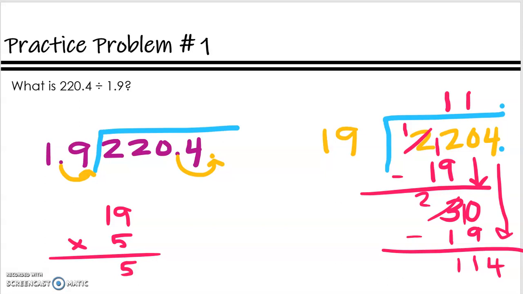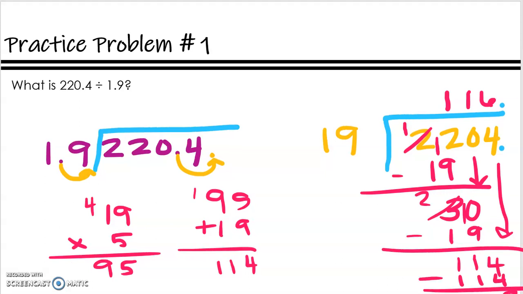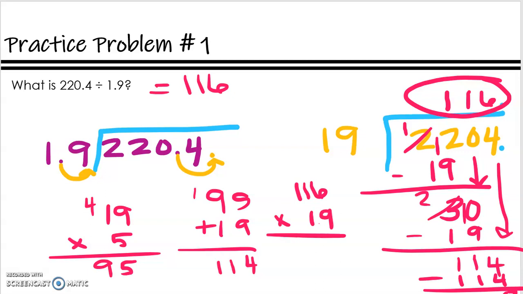That is 45, and that is 9. Can I add another 19? That is actually perfect. So instead of it being times 5, I added another group of 19, so it goes into it 6 times. And that is actually exactly 114. So we zero out. Sorry, I ran out of space there. But my final answer is 116. And again, if you wanted to check, you would do 116 times 1.9, and you should get your 220.4.